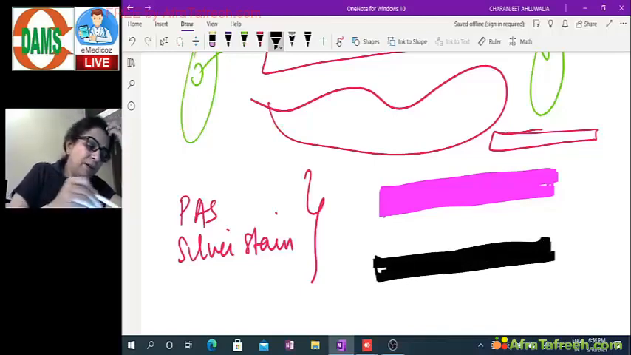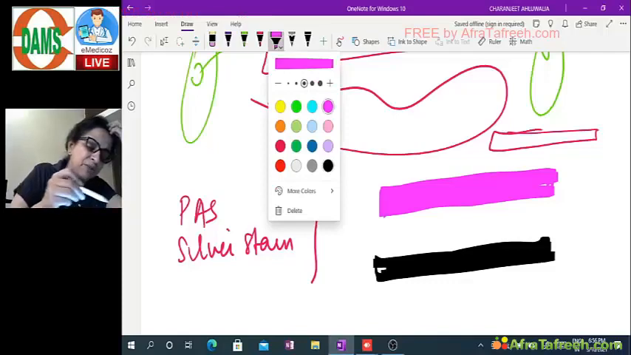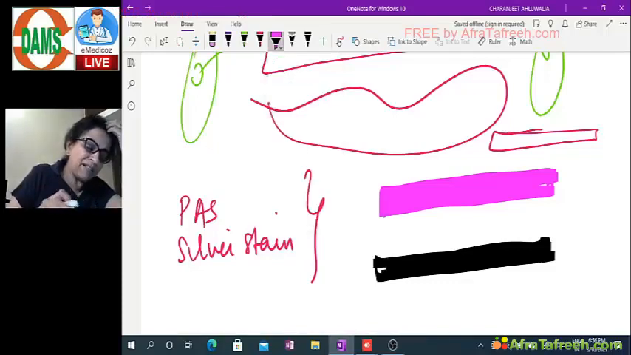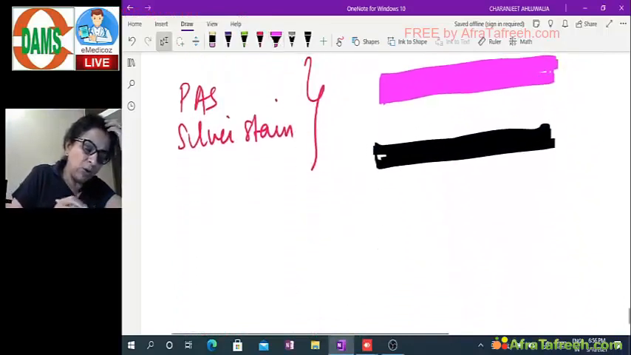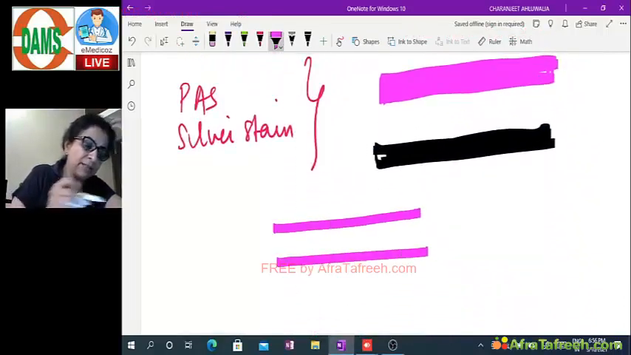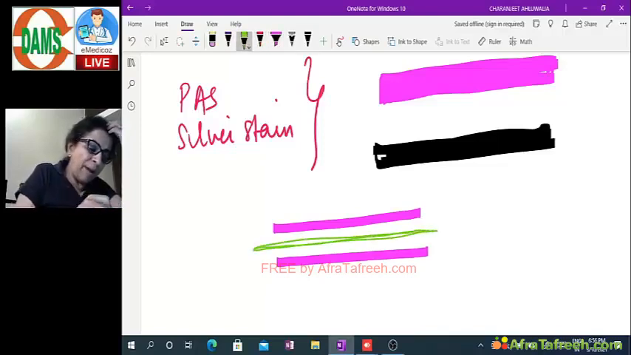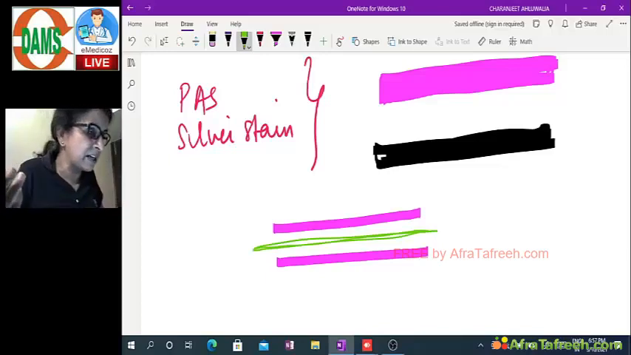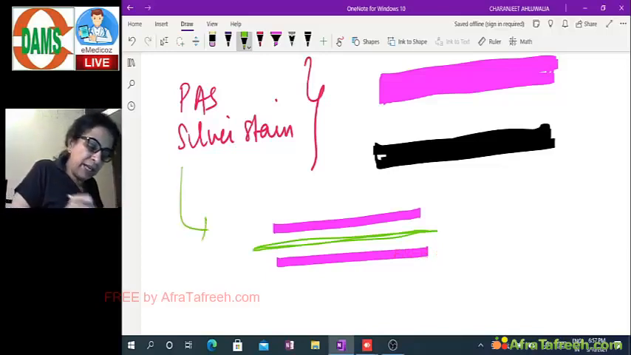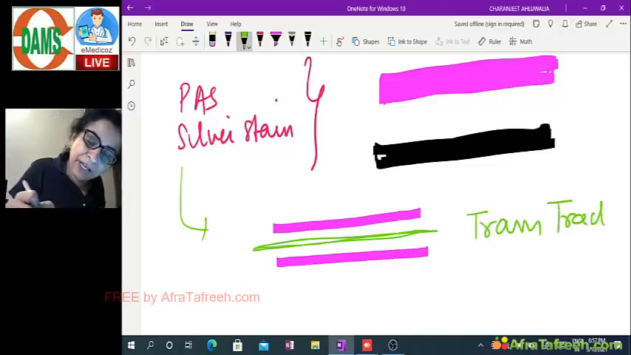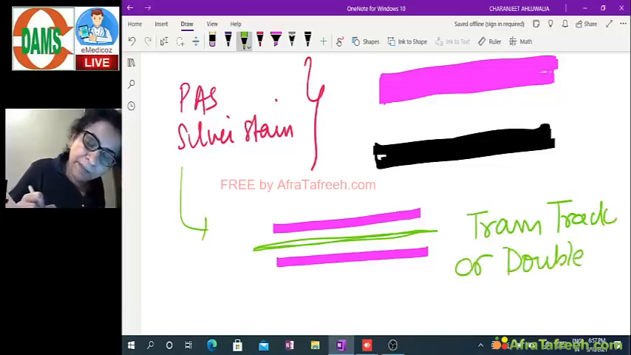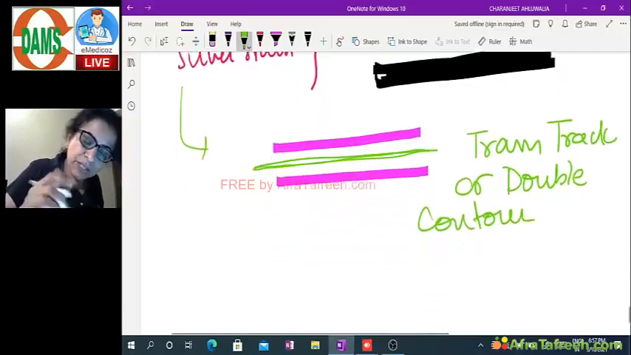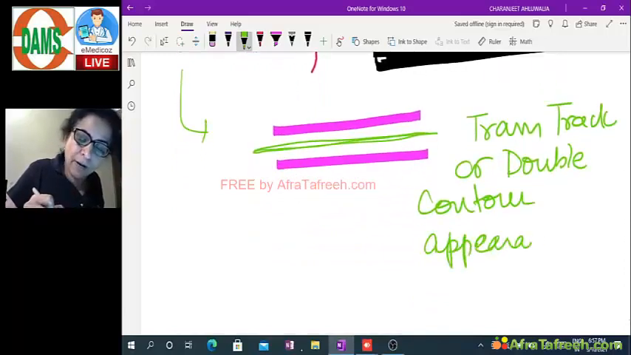Now when there is mesangial interposition, by PAS and silver stain in MPGN, what will the GBM look like? The GBM will look like this. In the middle, what is there? In the middle there are these mesangial cells. So PAS and silver stain will stain the GBM, but they will not stain the mesangial cells because they are not stains for mesangial cells. So now what do you see? When you do PAS or silver stain, you see a tram track or double contour appearance.